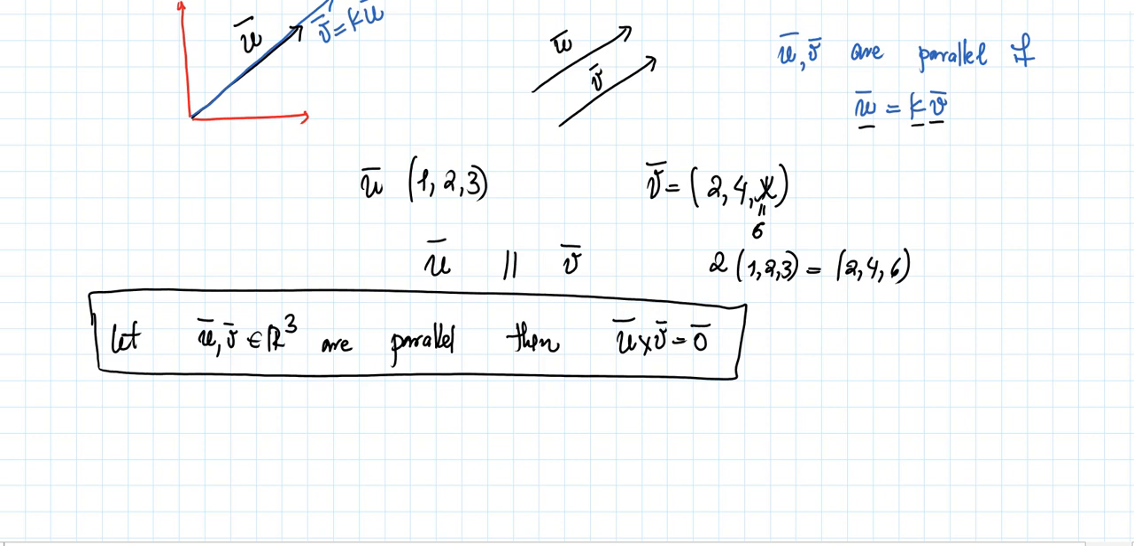Okay? So when we say both directions, it means that if u and v are parallel, then the cross product is equal to the 0 vector. And if the cross product of two vectors is equal to the 0 vector, this is the case when the two vectors are parallel. Okay? You know what it means? It works in this direction and the vice versa direction. Okay?